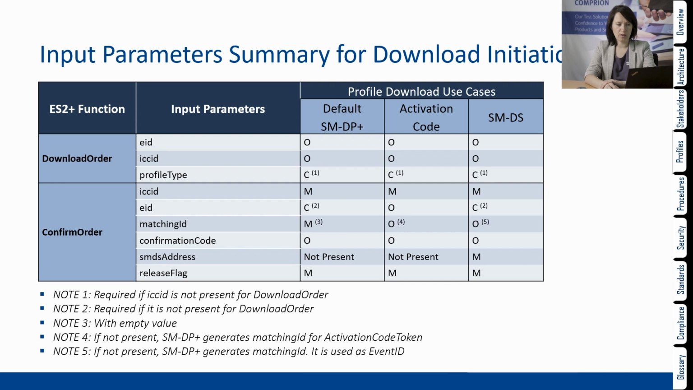So for example, the EUICC ID is required if it's not present in the download order. At the latest, on this step, it's required. And then the matching ID will be an empty value if the default SM-DP+ address is used, and optional in the other cases. If it's not present in the activation code, the SM-DP+ will generate the matching ID for the activation code token, and it is used as event ID.